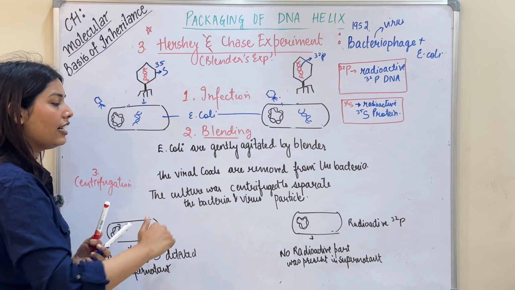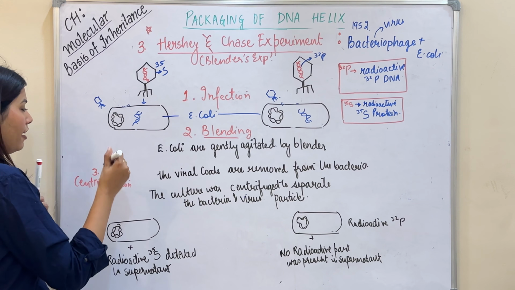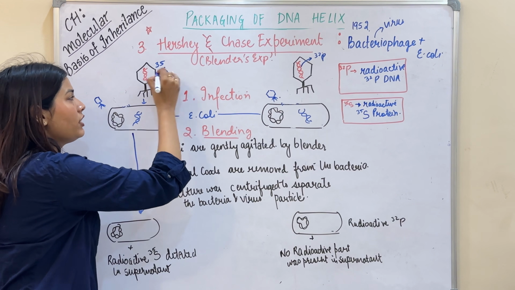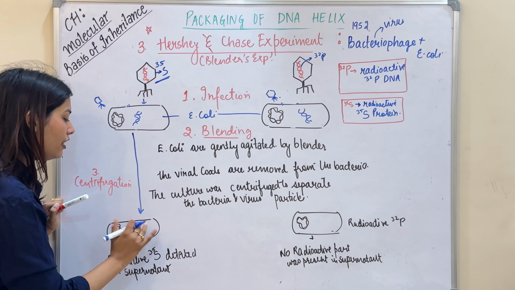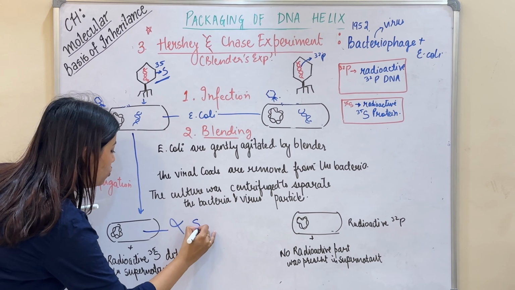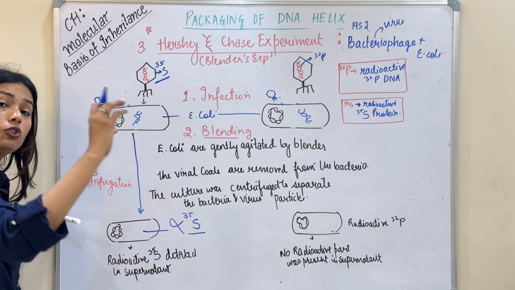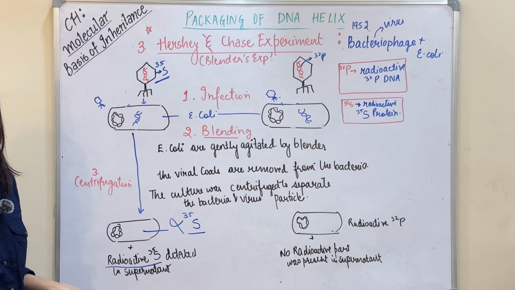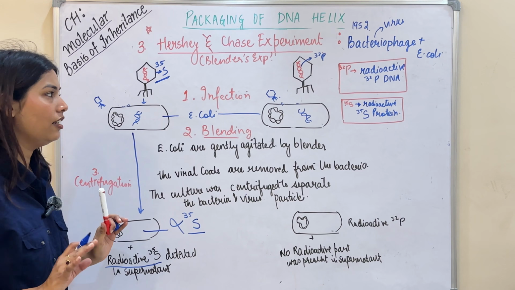After that, they studied the solution, the supernatant, as well as the bacterium. When the bacteria were infected by a bacteriophage having a radioactive sulfur protein coat, they saw that inside the E. coli there was no radioactive element present. There was no radioactive sulfur present, and in the supernatant they detected radioactive sulfur. So it showed that the protein coat is not acting as the genetic material.